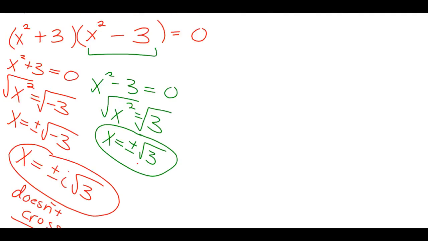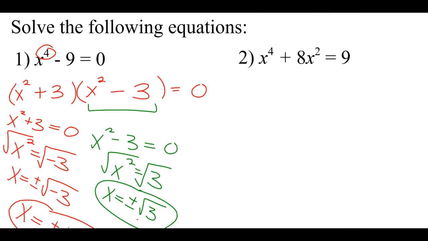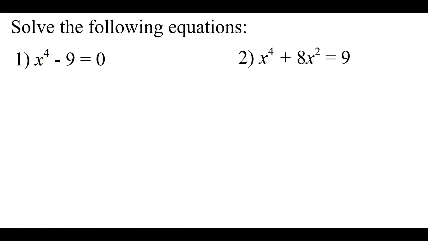Okay? And now the last one I'm going to do with you is number 2, and I'm going to have you do 3 and 4 on your own. So, how would I factor? Now, this is not equal to 0 yet. And we know we can't factor unless it's equal to 0. So go ahead and subtract over the 9, equals 0.